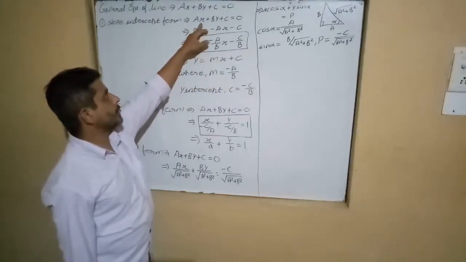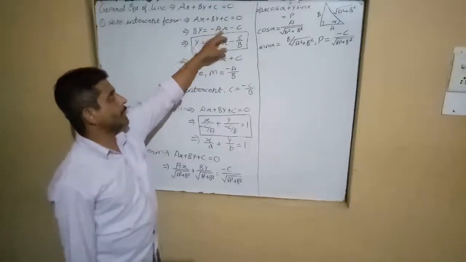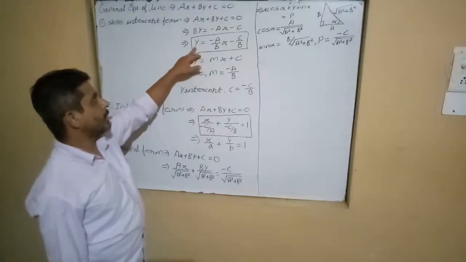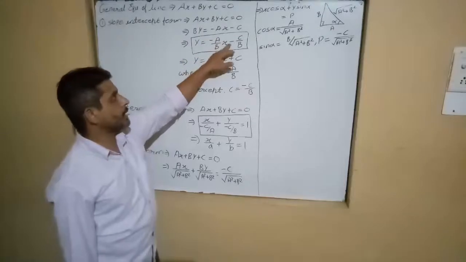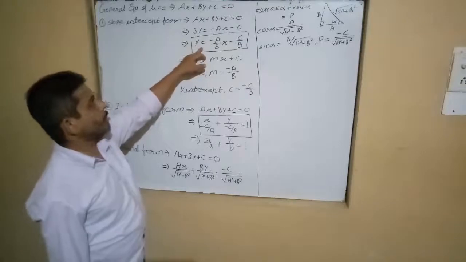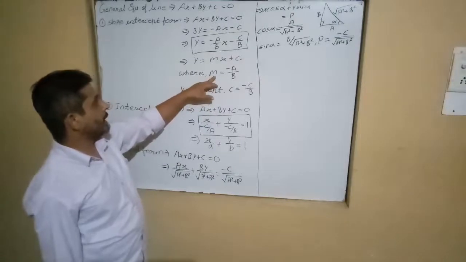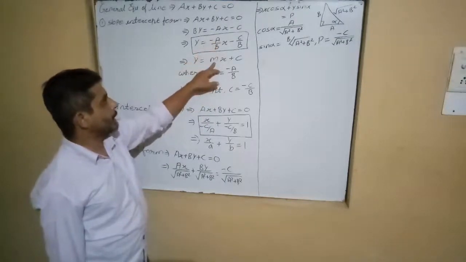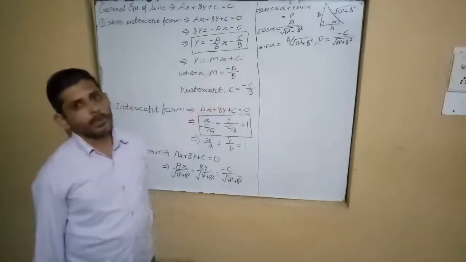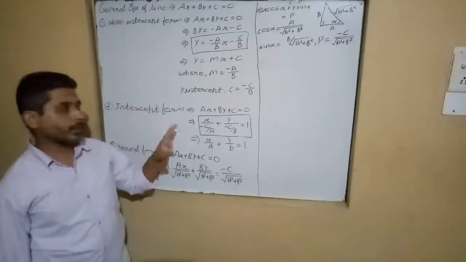First we transpose our x term and constant term, so we will get by is equal to minus ax minus c. Then we transpose the b also, so we will get y is equal to minus a upon b x minus c upon b. This is the slope intercept form of any general equation of a line, where the slope m is equal to minus a upon b and the y-intercept c is equal to minus c upon b. Nothing is very complicated, very easy. How to convert, how to reduce, I think you understood.